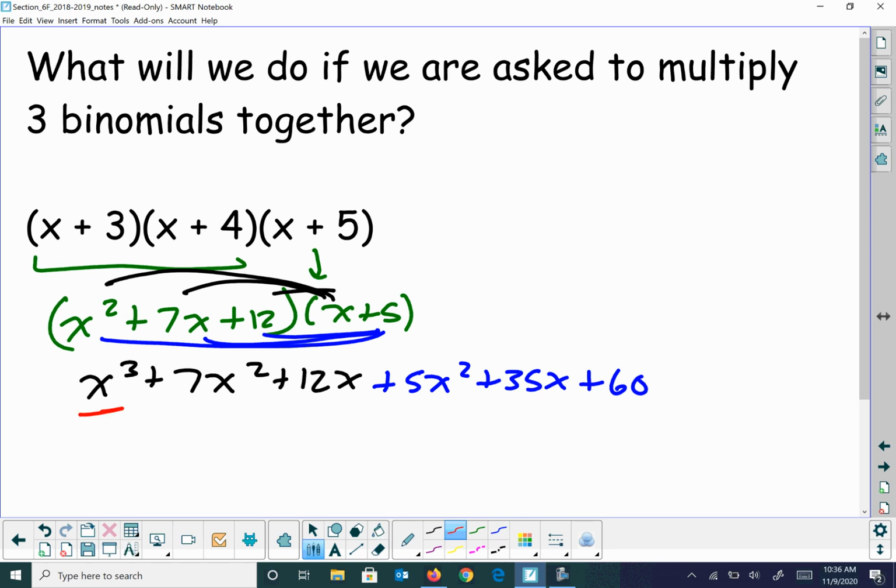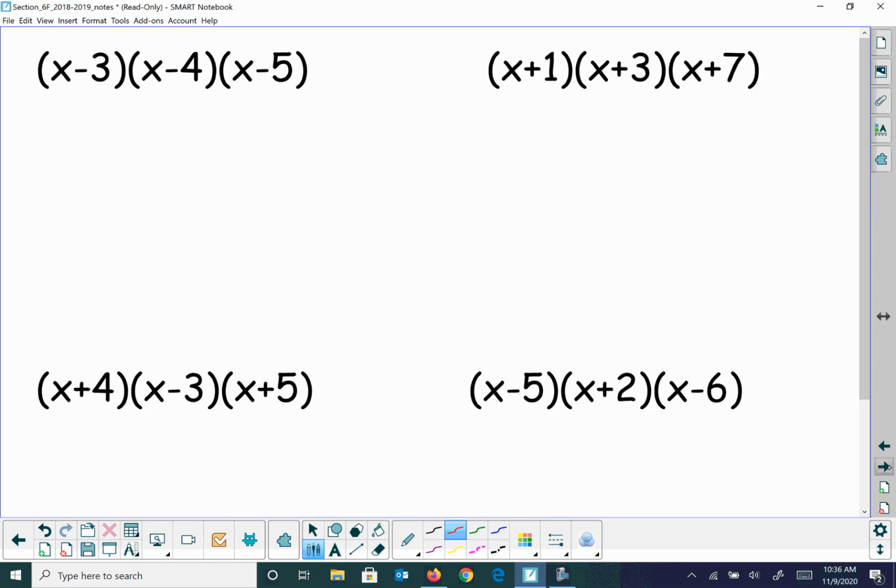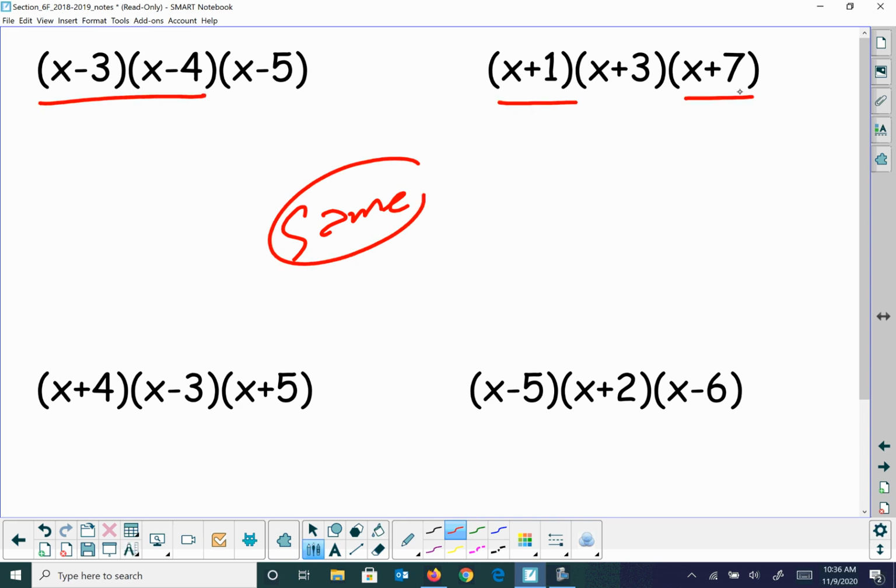All right, we're going to take a look. I don't have any extra thirds. I do have that, so that's going to give me 12x squared. I do have those, so that's going to give me, what is that, 47x? And then plus 60. So yes, these can be a lot more tedious. Fortunately, we keep them as small as binomials. So all of these are all done the same way. Okay, so you could pick the first two, you could pick the first and the last two, or any combination of them and multiply them together. Just make sure you're going through and doing all the work, okay?